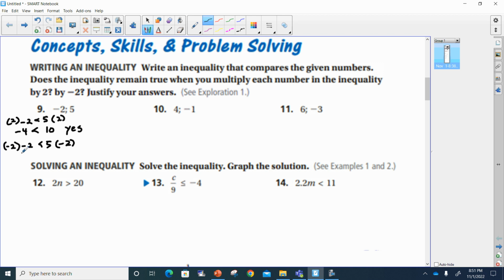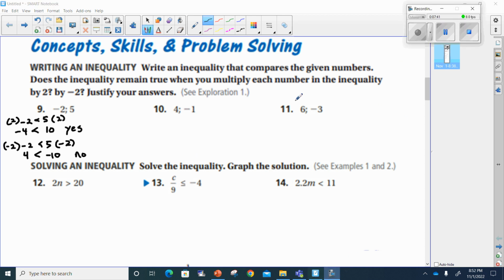Well, this time we see that negative 2 times negative 2 is 4, because a negative times a negative is a positive. 2 times 2 is 4. And we see that 5 times negative 2 is negative 10, because 5 times 2 is 10, and a positive times a negative is a negative. So does this stay true? Absolutely not. 4 is not less than negative 10. So this time, no, it does not stay true.